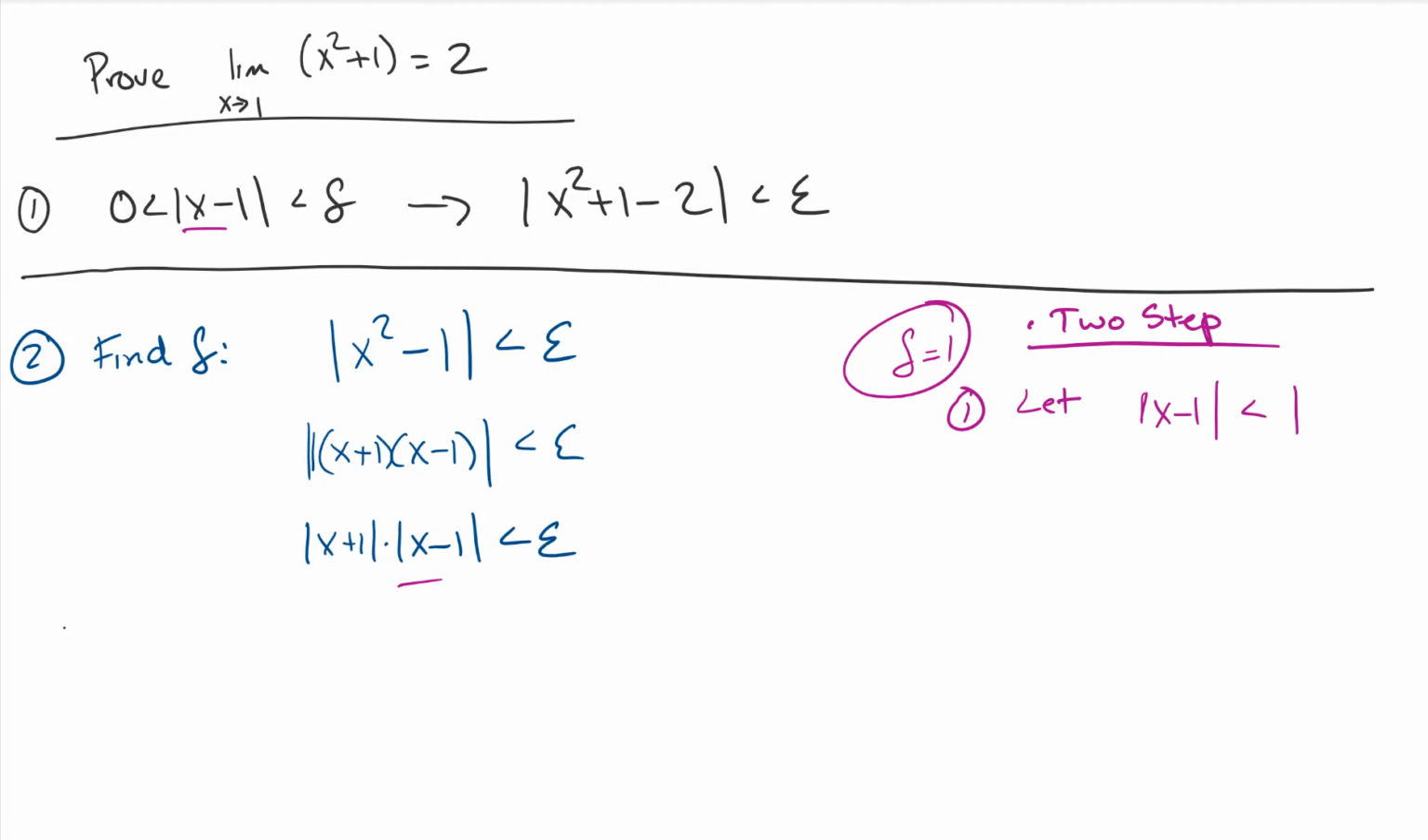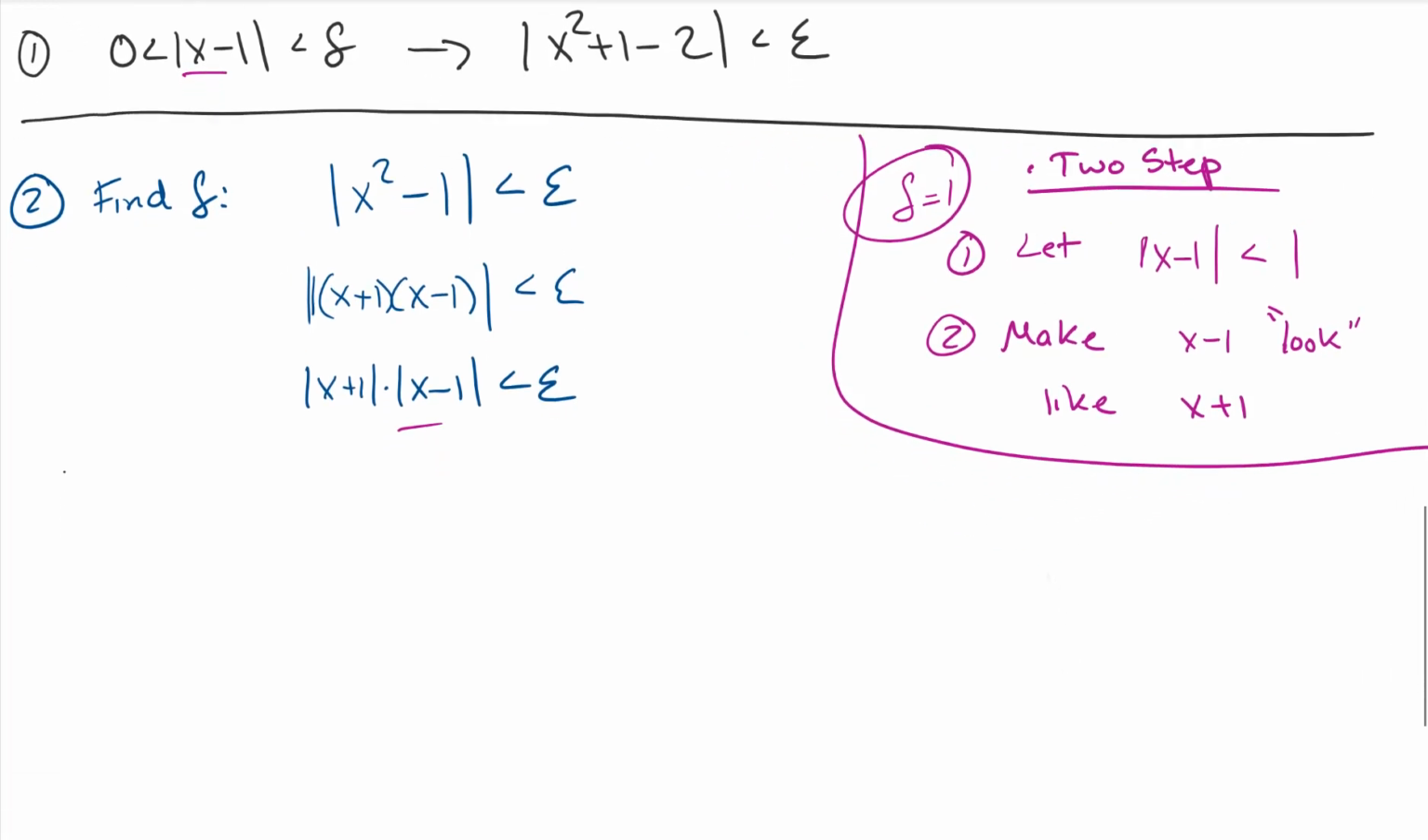And the second step is we want to make the absolute value of x minus 1 look like the absolute value of x plus 1. You're like, what? Actually, take the absolute values off. We want this to look like this. So that's going to be the game. We're going to do a little bit of manipulation. So there are the steps, and that's what we're going to do. Now let's go mess with it.